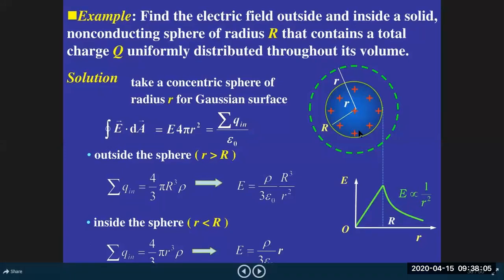So 3 points is there where electric field we have to find. First outside we have already found, and then on the surface of the sphere, we need no extra effort to find that. Just put small r equal to capital R, then we find electric field on the surface of the sphere. Now we have to calculate electric field inside the sphere at a point which is at a distance of r from the center of the sphere, and small r is smaller than capital R.